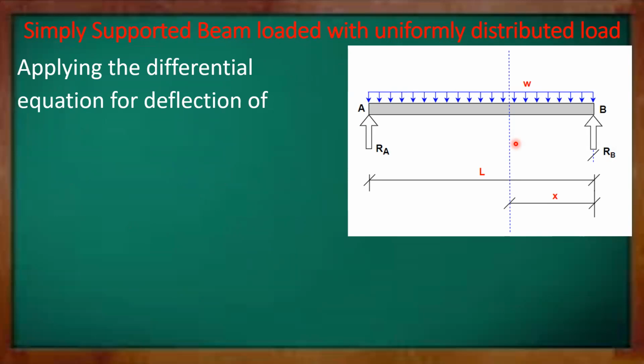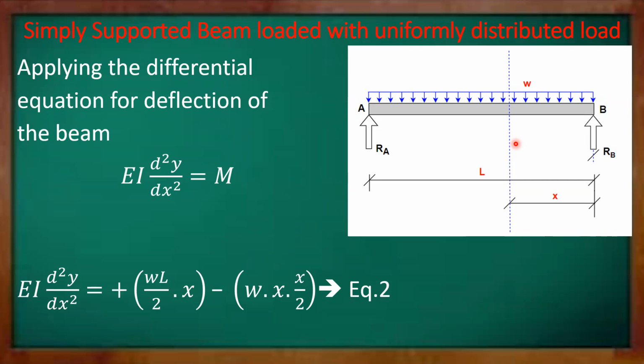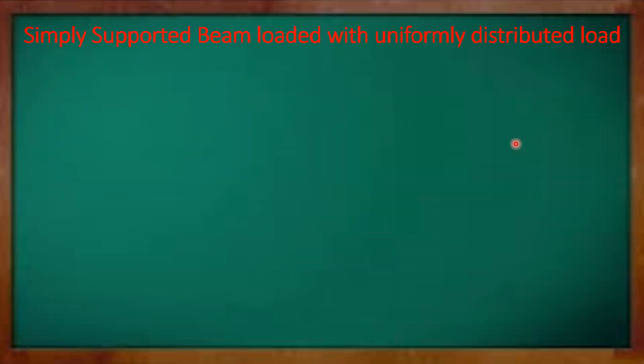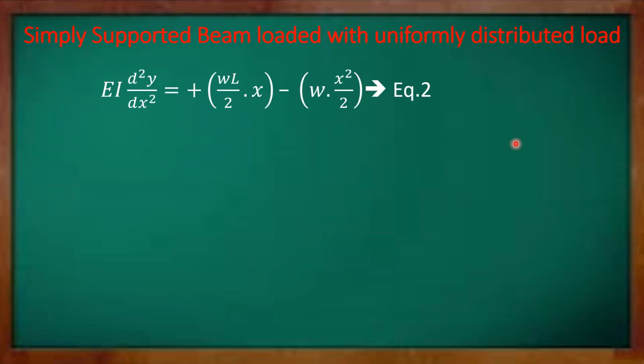We apply our differential equation for the deflection of the beam, which is EI d square y by dx square is equal to M. We substitute the M from the previous slide, that is WLx by 2 minus Wx square by 2, and let this be our equation 2. We are going to integrate equation number 2 and find out the constant.